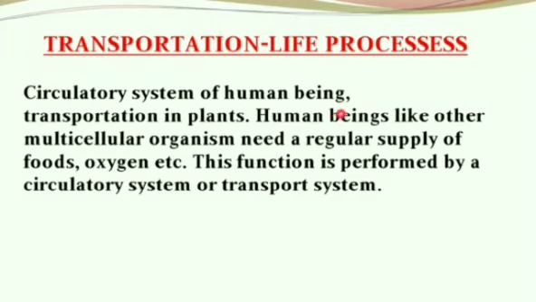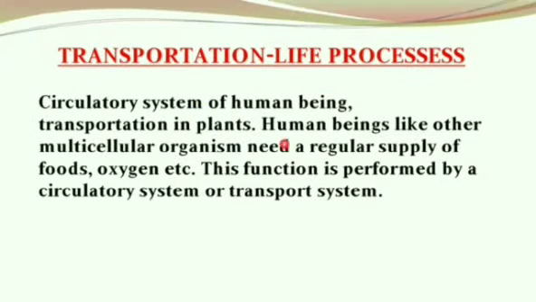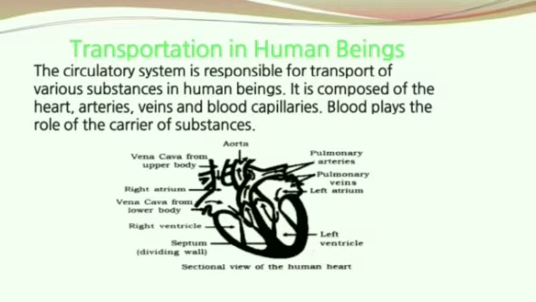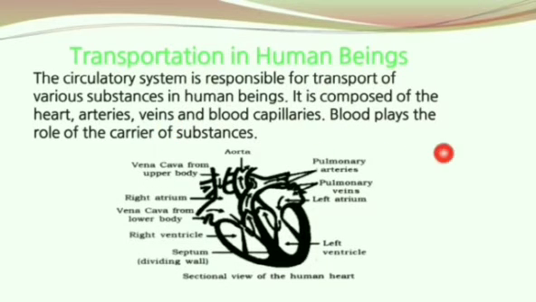The circulatory system of human beings and the transportation in plants both differ from each other. Human beings, like other multicellular organisms, need a regular supply of food and oxygen. This function is performed by a circulatory system or a transport system. In human beings, the circulatory system is responsible for the transport of various substances. It is composed of the heart, arteries, veins and the blood capillaries. Blood plays the role of carrier of substances.